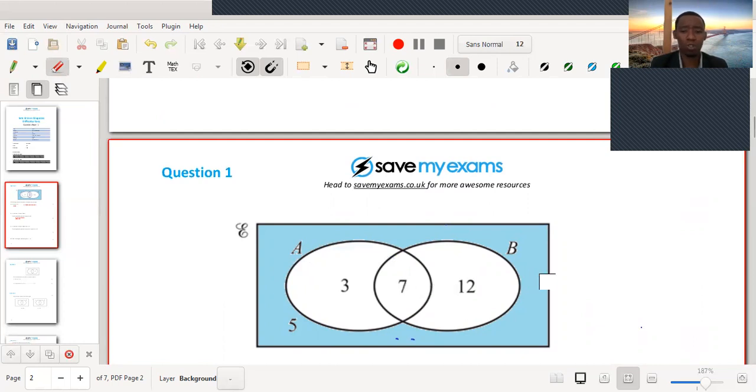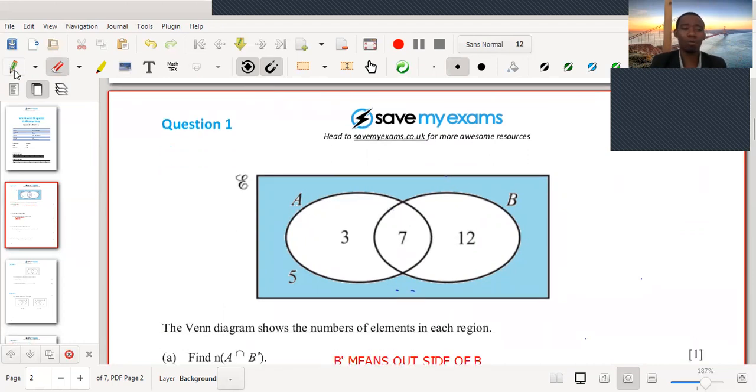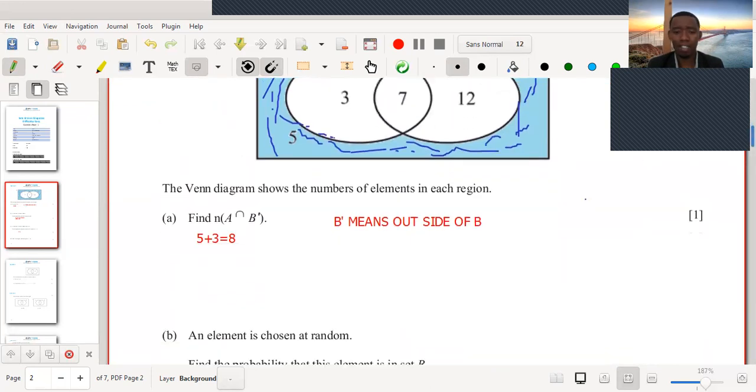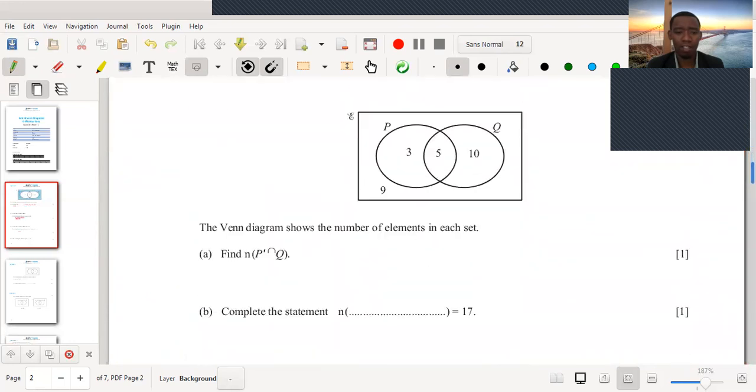So what we should do here is say outside of A union B, that means it's outside there. So we shade this part here. This is the part we're shading. So it's here. It's everything outside here. So outside A union B, that's the part of it here. So this is it.